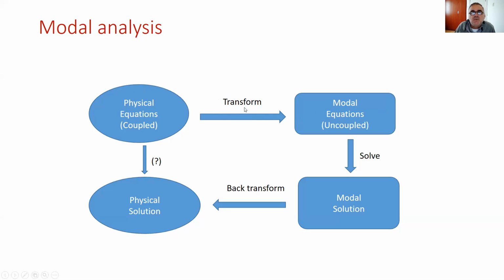What we do is we transform them to the so-called modal coordinates, which are uncoupled, which give uncoupled equations to us, in which case we get, instead of an n degree of freedom coupled system, n uncoupled equations, which are n single degree of freedom systems, which can be solved quite easily. So that solution will give us the modal solution, such as this one.